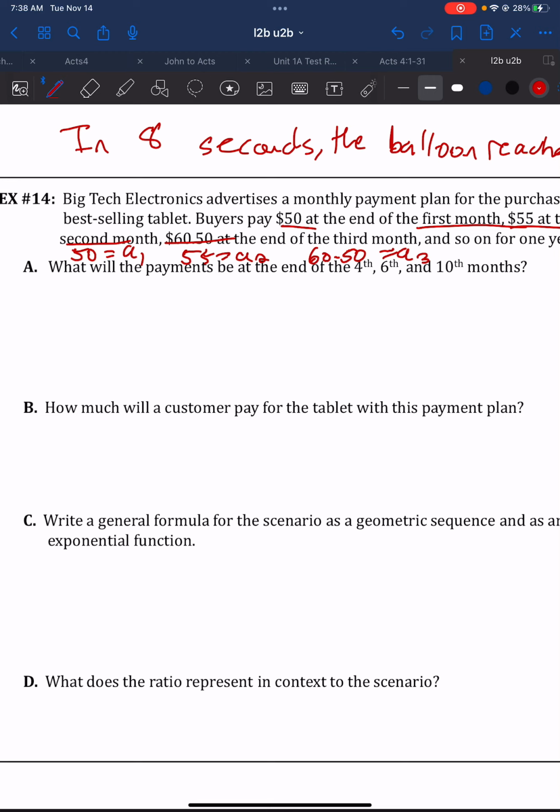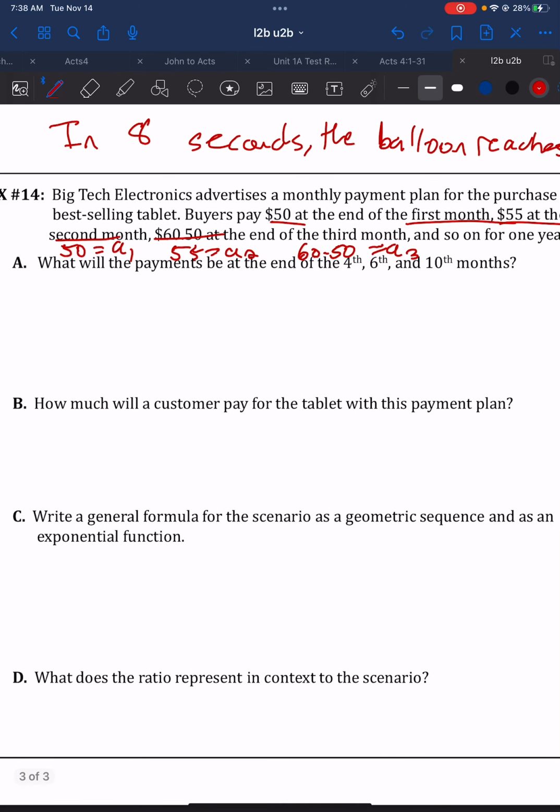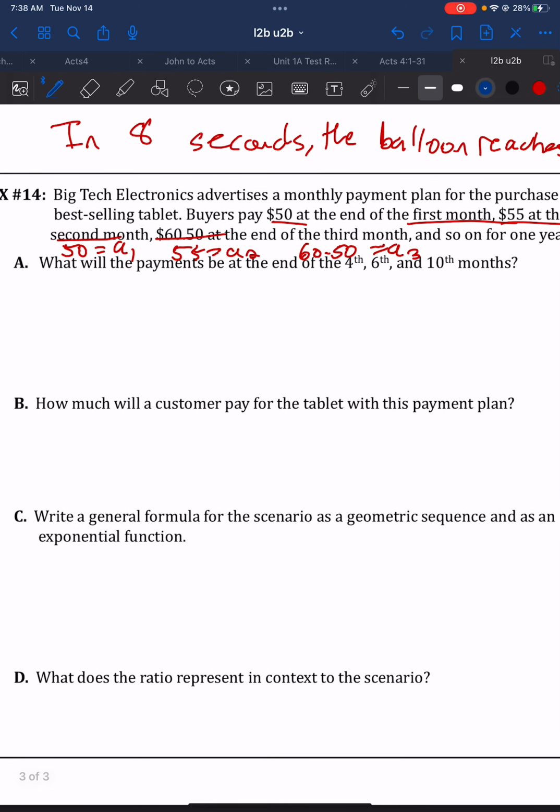Well, to be able to tell that, we need to have our formula to plug into. And one way I know that this is geometric rather than arithmetic, it's exponential rather than being linear, is that if I try to subtract these, my common difference would not be the same. So 55 minus 50 is 5, and then 60.50 minus 55. Just make sure my math's right. So it's 5.5, so it can't be arithmetic.